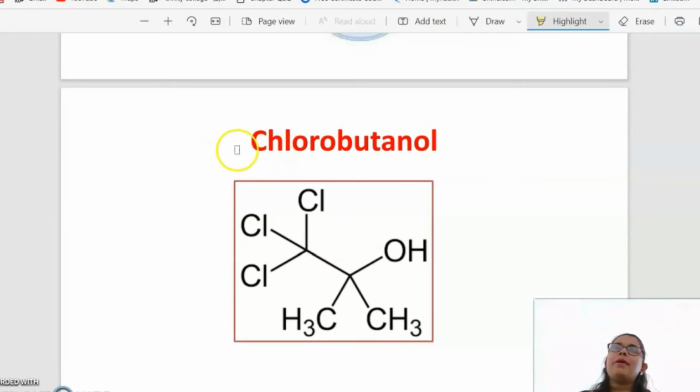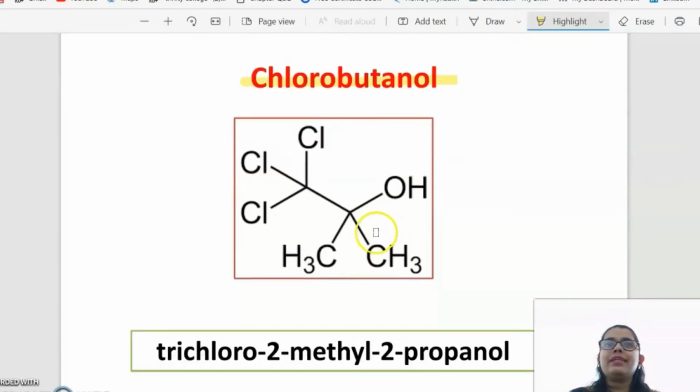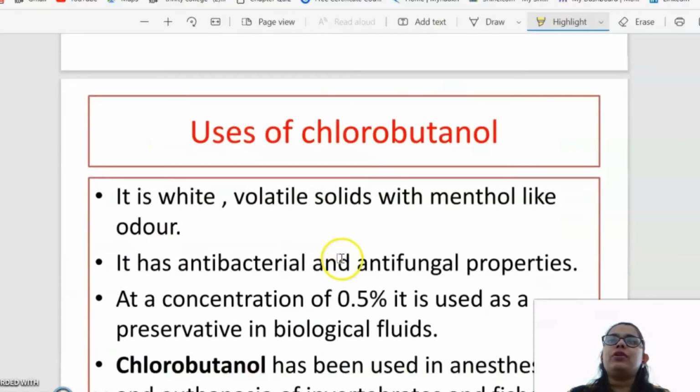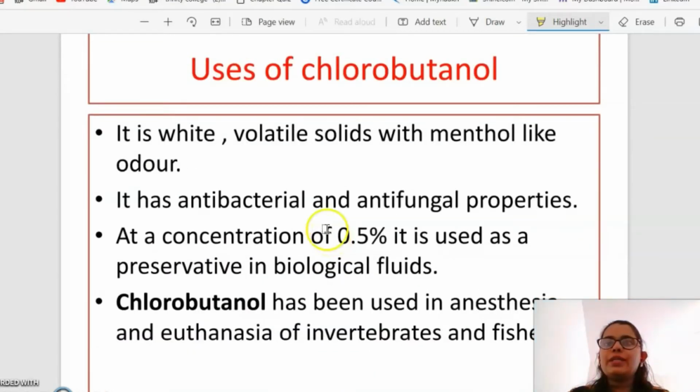Then the third compound in the alcohol unit is chlorobutanol. You can see here the structure: CCl3, like a trichloro. On the second position, this is the first and this is the second, there are two methyl groups, CH3, and OH. So it is trichloro 2-methyl 2-propanol, that is chlorobutanol. So we'll see the uses.